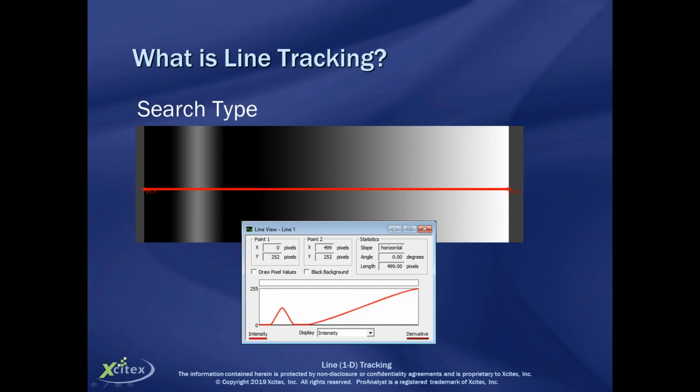So, right here. First, I want to take a minute to look at a static gradient that I created within ProAnalyst. ProAnalyst is able to open still images just like videos, and that's exactly what I've done here. I created this gradient and opened it up in ProAnalyst, and then I'm using the line view tool. It inspects the line that's drawn along the center of the image. So this red line is our 1D line tracking.